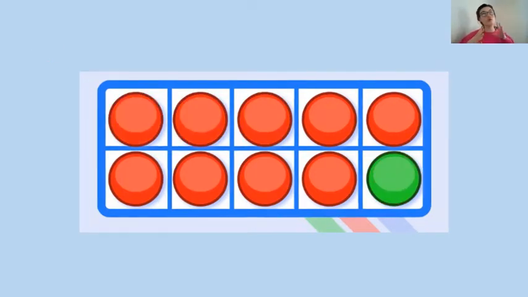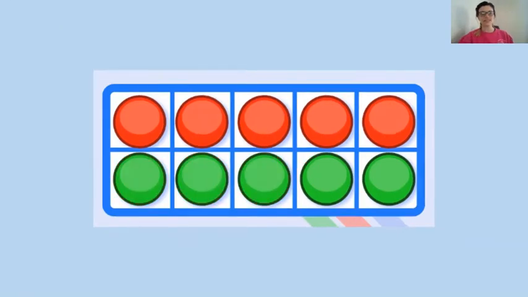Okay, are there more red or are there more green? I think you're right. Let's have a look how many red we've got. Now, if we want to be super clever, the whole top line is filled in. So straight away, we know that's 5, don't we? So 5, 6, 7, 8, 9. There are 9 red counters. And how many green counters? Just the one. So who has more? There are more red counters. Well done. Who's got fewer? There are fewer green counters because 1 is smaller than 9.